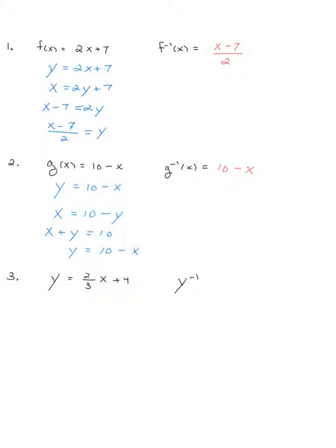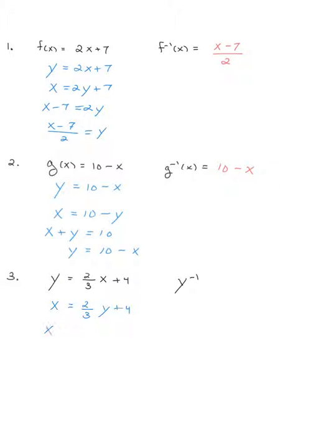In question 3, this equation is already set up as y is equal to, and I'm going to write my inverse as y to the negative 1. In this context, there's no confusion since I'm asking to solve for the inverse. I do not mean 1 over y. Anyways, the inverse equation is x is equal to 2/3 y plus 4.